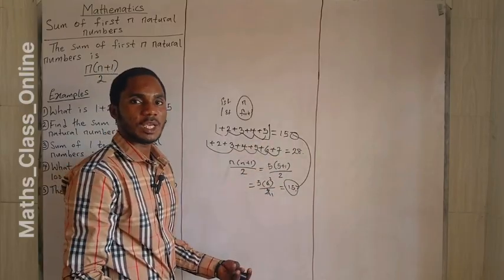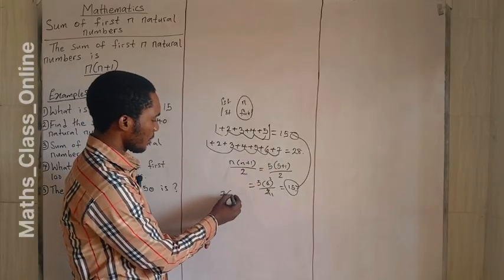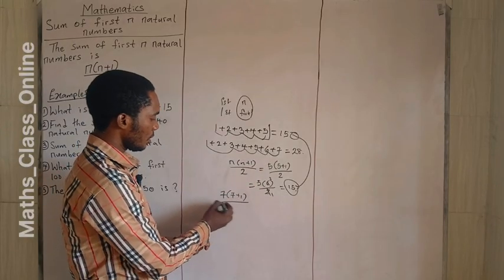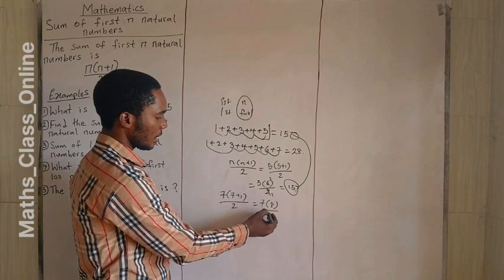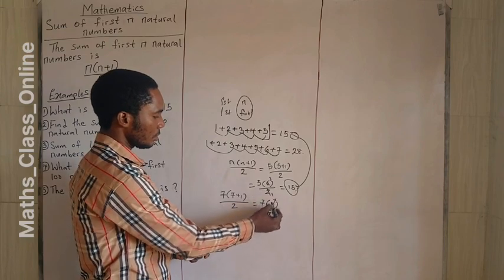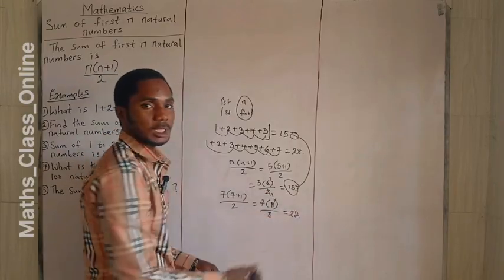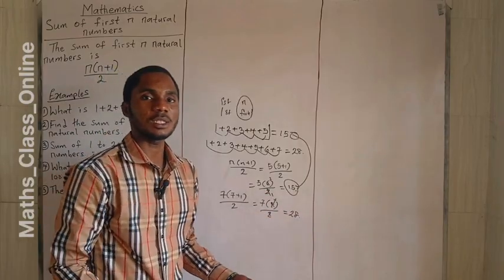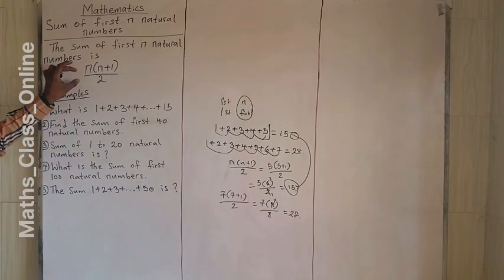What of the sum of the first 7 natural numbers? 7 open bracket of 7 plus 1 all over 2. This is 7 open bracket of 8, close the bracket, over 2. 7 times 4, that is 28. This implies that anytime we have to find the sum of the first n natural numbers, we'll be making use of this formula.